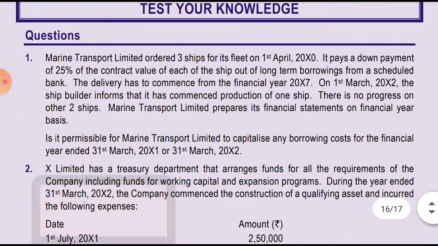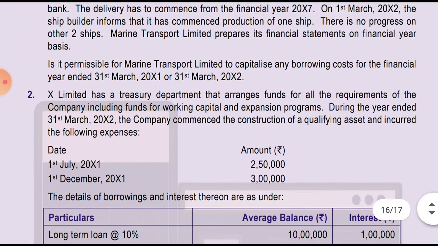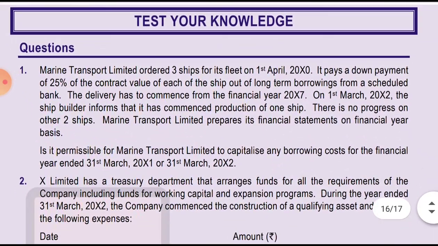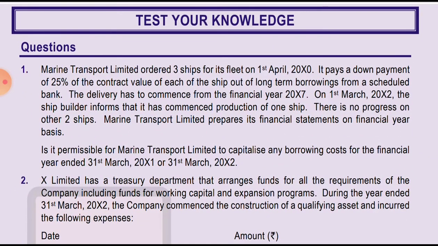Then we are left with these two illustrations to test your knowledge. Marine Transportation Company. Marine Transportation ordered 3 ships for its fleet on 1st April. It pays a down payment of 25% of the contract value of each of the ships out of the long term borrowing from the scheduled bank.